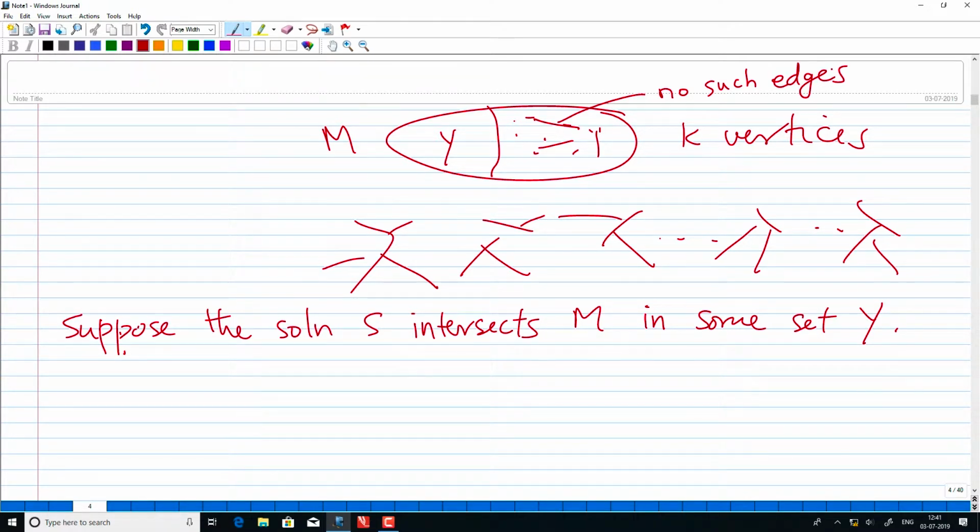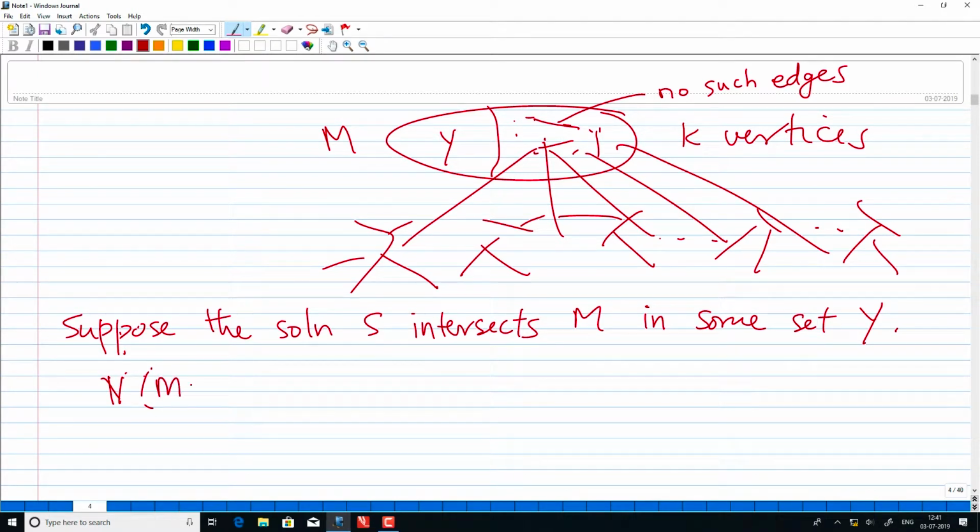What else can you conclude? So remember, there are all possible edges across, right? There is nothing here, but there are edges like this. Who will cover those edges? The vertices at the other endpoints in the forest, right? Basically, for every vertex in M minus Y, the neighborhood of M minus Y intersected with V minus M must be in S.